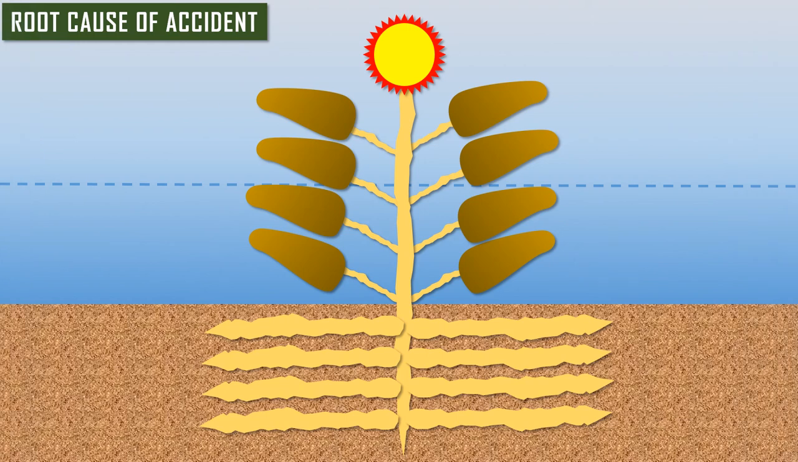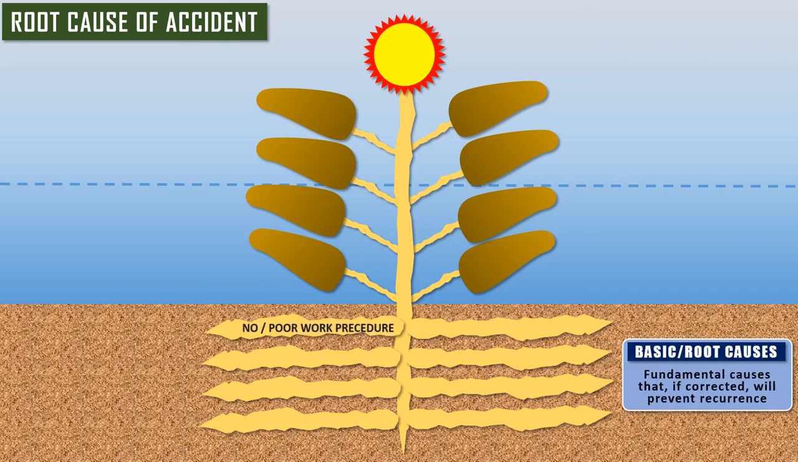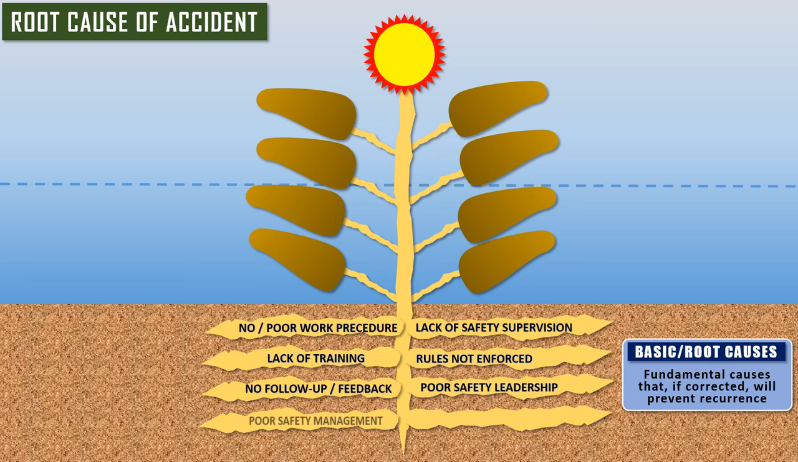Causes of accident can be classified into three. The basic or root cause is the most fundamental cause that can be corrected to prevent recurrence of the error, such as poor safety management, rules not enforced, lack of training, and so on. They are underlying causes.